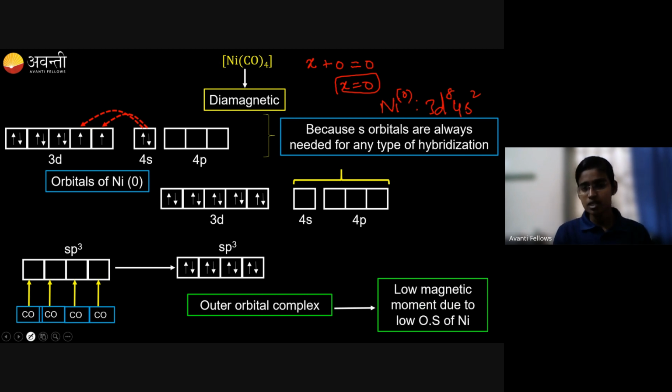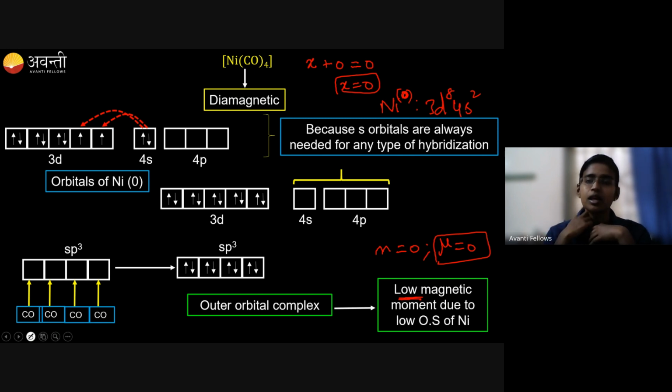So why is there low magnetic moment? Number of unpaired electron is 0. So obviously mu value will be 0. Mu is nothing but the magnetic moment. So it is very low. Why? Because the oxidation state of nickel is very low, and that's why it is forming the low magnetic moment complex even though it is outer orbital in nature. Okay? Clear? This is an exception. Since nickel is in a very less oxidation state, this should be the exception for you in tetrahedral complex.